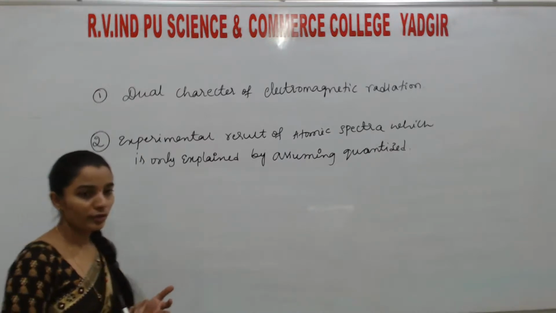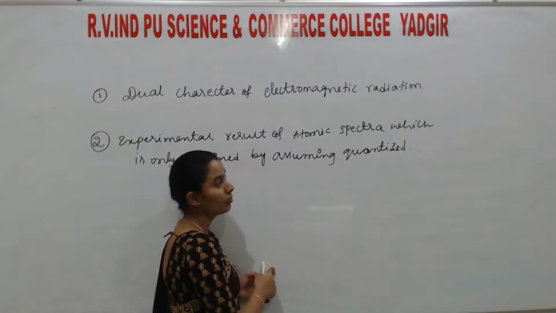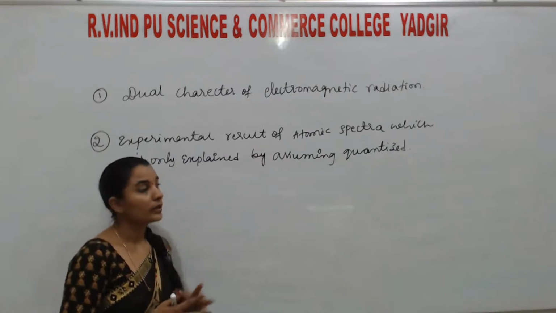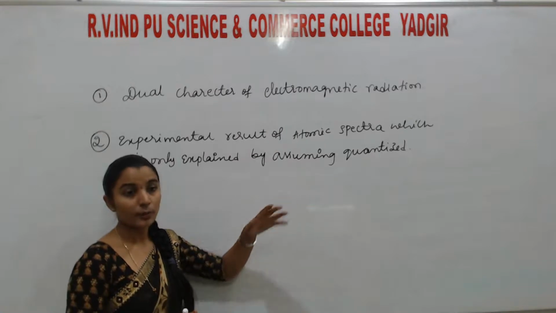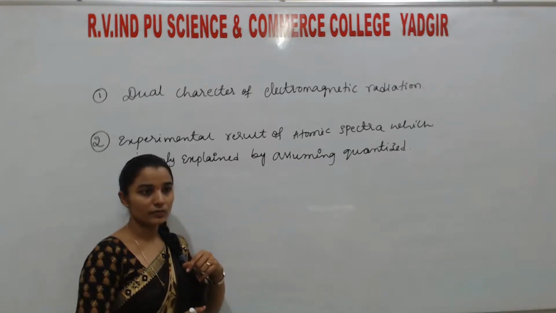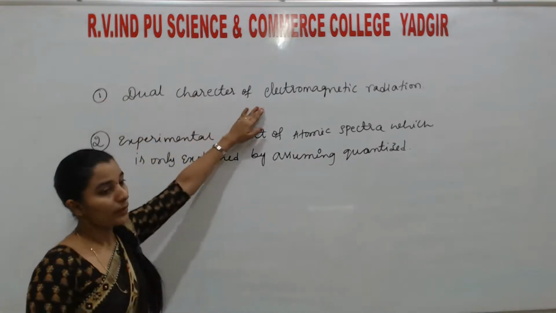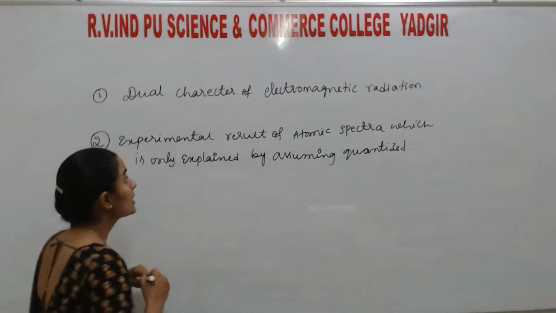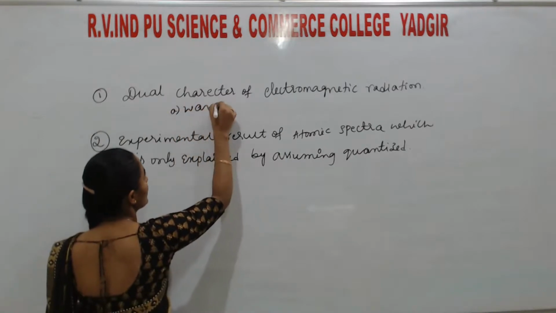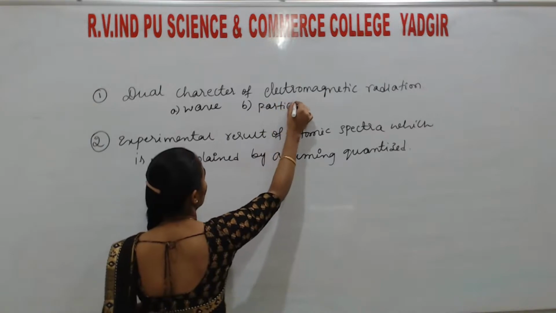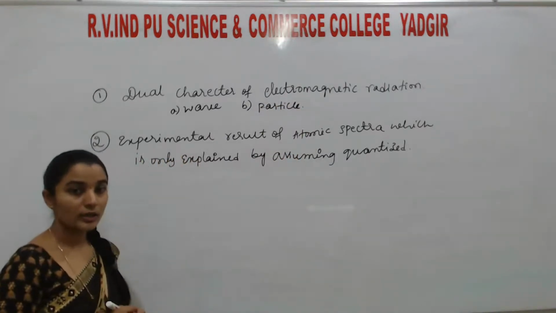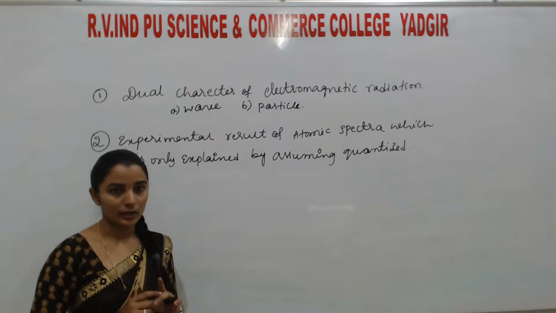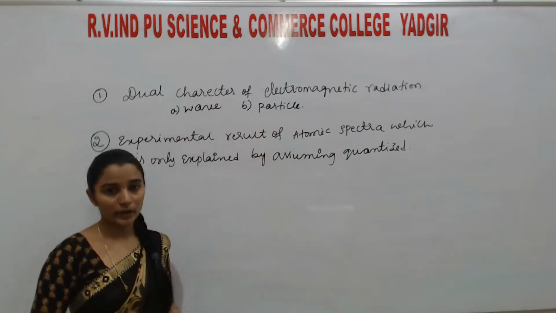As I told you, in the Rutherford model, when the electrons are revolving around the nucleus, they emit electromagnetic radiation. So Niels Bohr observed the propagation of the electromagnetic radiations. Then they came to know this electromagnetic radiation has a dual characteristic. What is the dual characteristic? Sometimes they behave as a wave, sometimes they behave as a particle. That is the dual nature of the electromagnetic radiations.